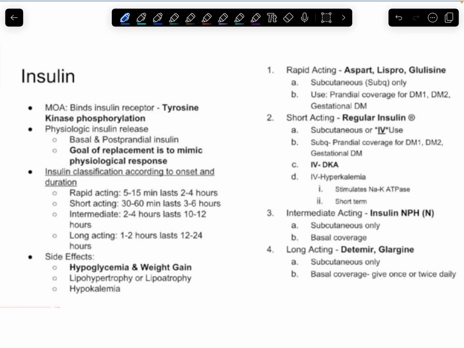Now, physiologic insulin release. Basal and postprandial insulin. Maybe in physiology. As we discussed in case of cortisol, the cortisol is synthesized and produced in the body in circadian rhythm, diurnal. Diurnal means morning greater, late night less.